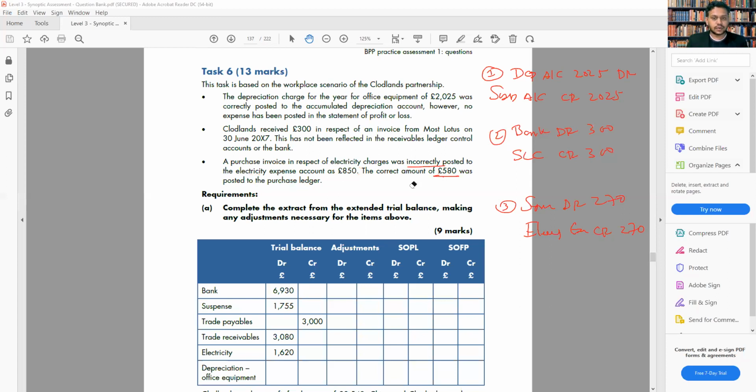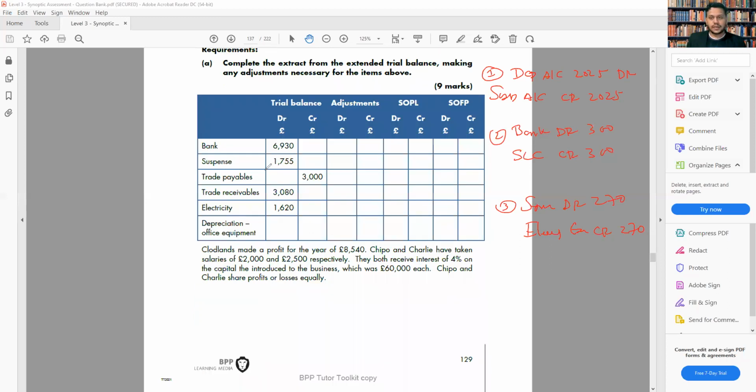Now we need to just record it on our adjustment so that we can find the balance for the SOFP and SPL. So let's go a little bit down and record everything. The first one, we have a bank. We have an adjustment for the bank. Bank needs to be debit by 300, so increase the bank by 300. So we put adjustment 300 debit. The bank will go up by 300. Then we have the new balance for the bank. So 6930 plus 300, because this is debit, this is debit. Debit and debit is like plus and plus. So 6930 plus 300, because both are debit, it will be 7230.